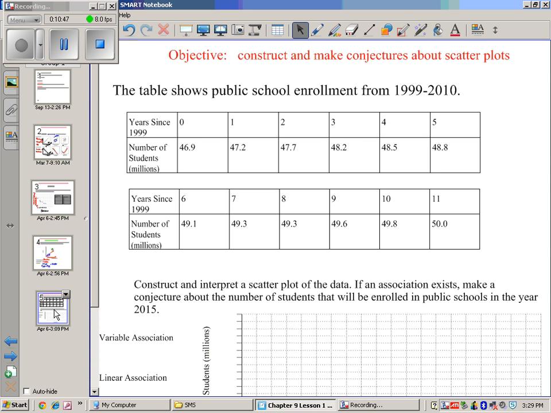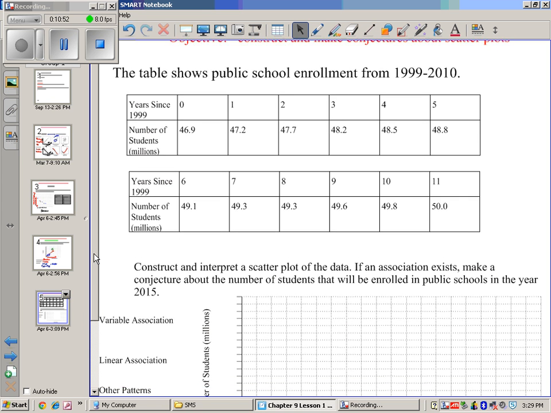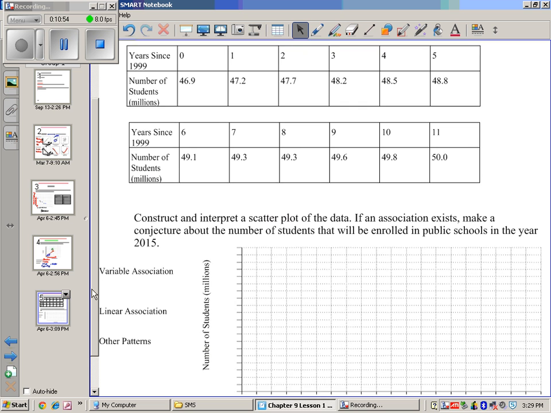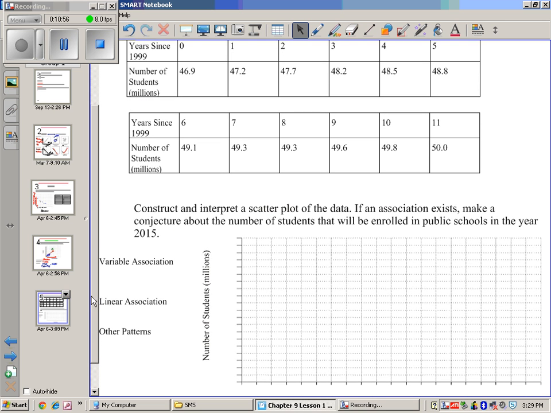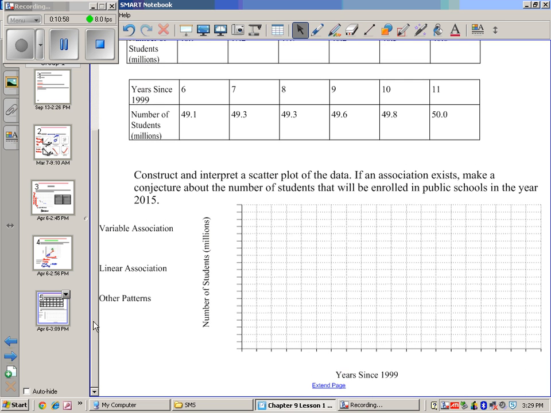Table shows public enrollment. Construct and interpret a scatter plot of the data. If association exists, make a conjecture about the number of students that will be enrolled in public schools in the year 2015. Obviously, this question's a little bit old since we're in 2015 right now, but let's take a peek at this. So we're going to make a chart up once again.